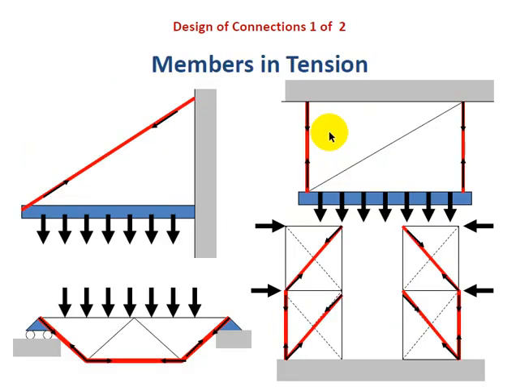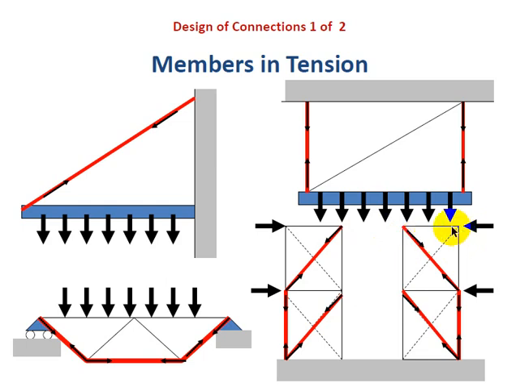So let's start. These are some members in tension. As you know from statics, when you apply some loads, for example on this cantilever, you'll have some tension in this member because of the load here. Also here you have a load on this structure, as this force is pointing down towards gravity. You can see that these members are subjected to tension forces. Also here, from structural analysis or statics, you can analyze which member is subjected to compression and which member is subjected to tension.